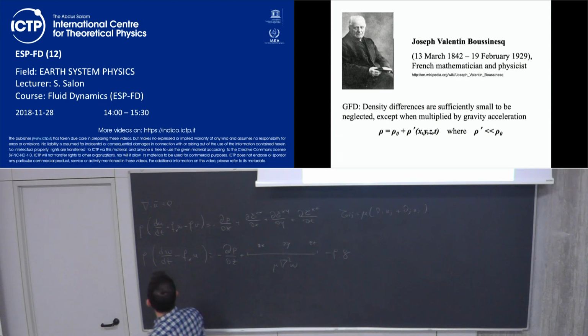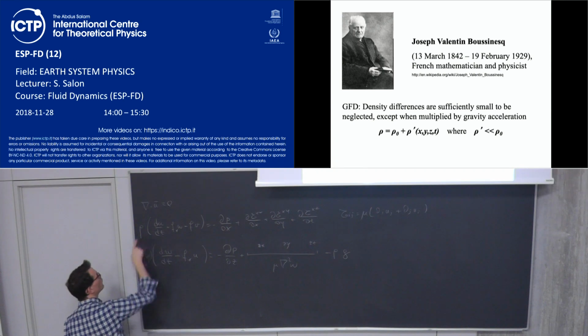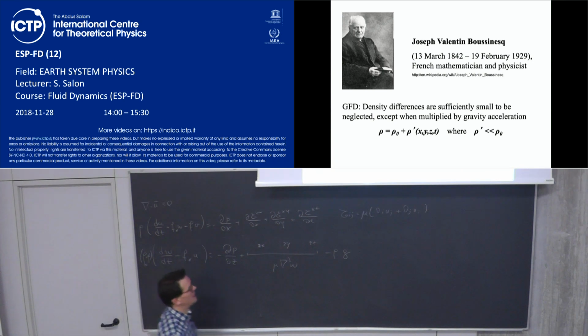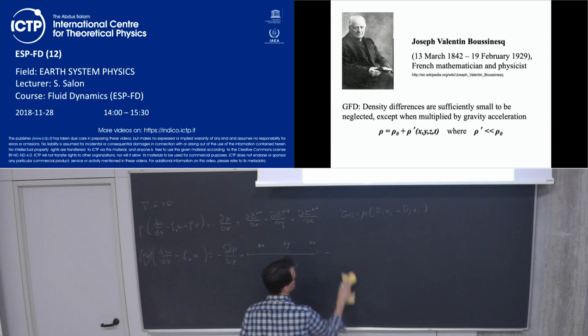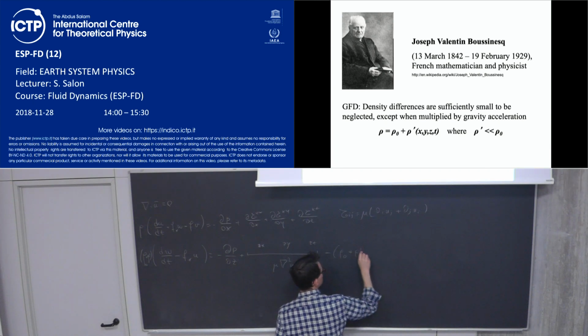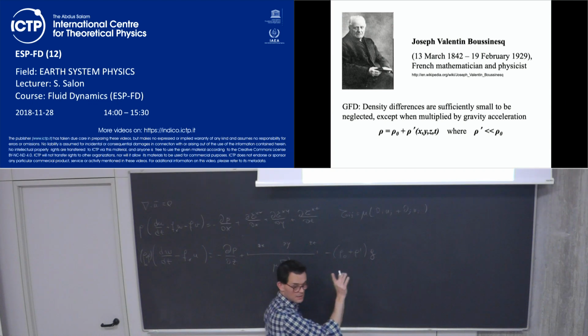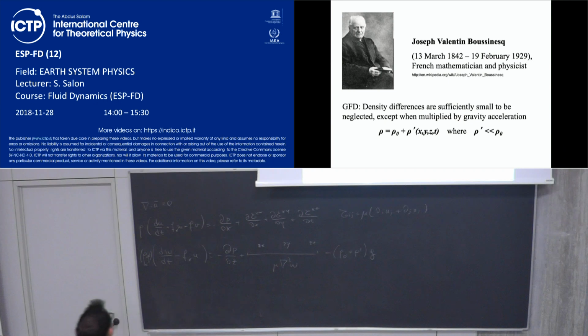So, what happens if we substitute rho 0 and rho prime? What we have here is rho 0 plus rho prime. So, we cannot say, okay, rho 0 is larger than rho prime, and we can neglect it. Don't do it. Here we can do it.